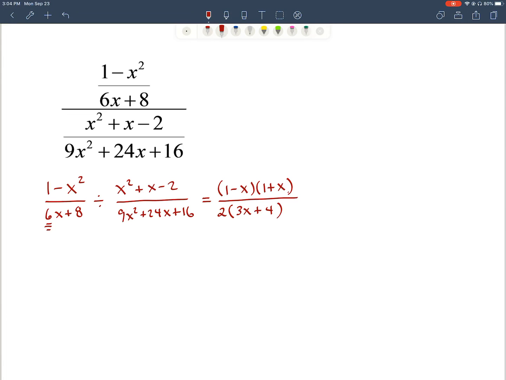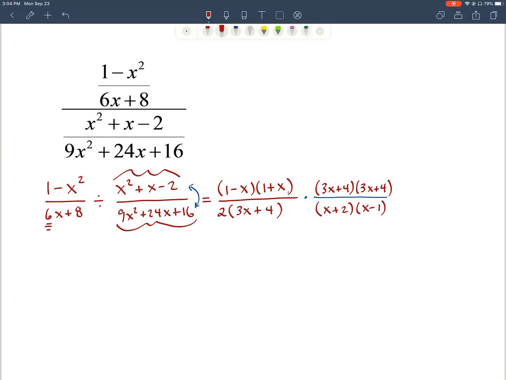Now I'm going to take it here and I'm going to turn it into multiplication. And then I'm going to take the reciprocal of our second fraction here as I'm factoring it. So this 9x squared plus 24x plus 16 is a perfect square trinomial. We should get 3x plus 4 times 3x plus 4. And on the bottom, that would have been coming from this part here, we should have an x plus 2 and an x minus 1.